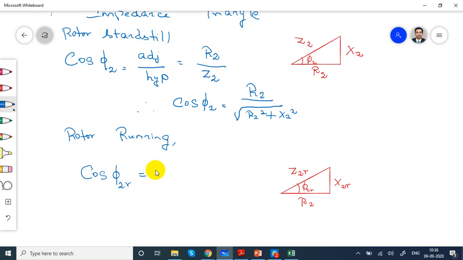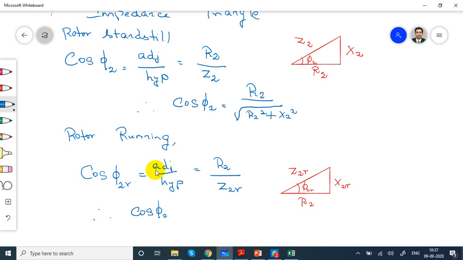So cos phi 2R equal to same, adjacent by hypotenuse. Adjacent will be, since the rotor resistance value at starting, that is standstill, and in the running condition is the same, R2. So R2 by Z2R.